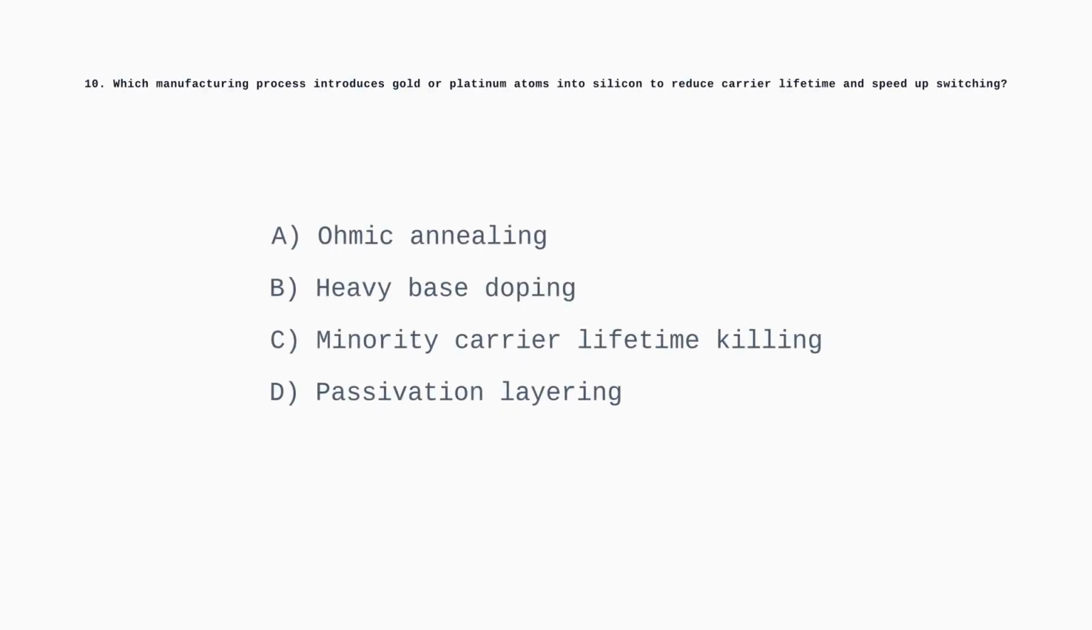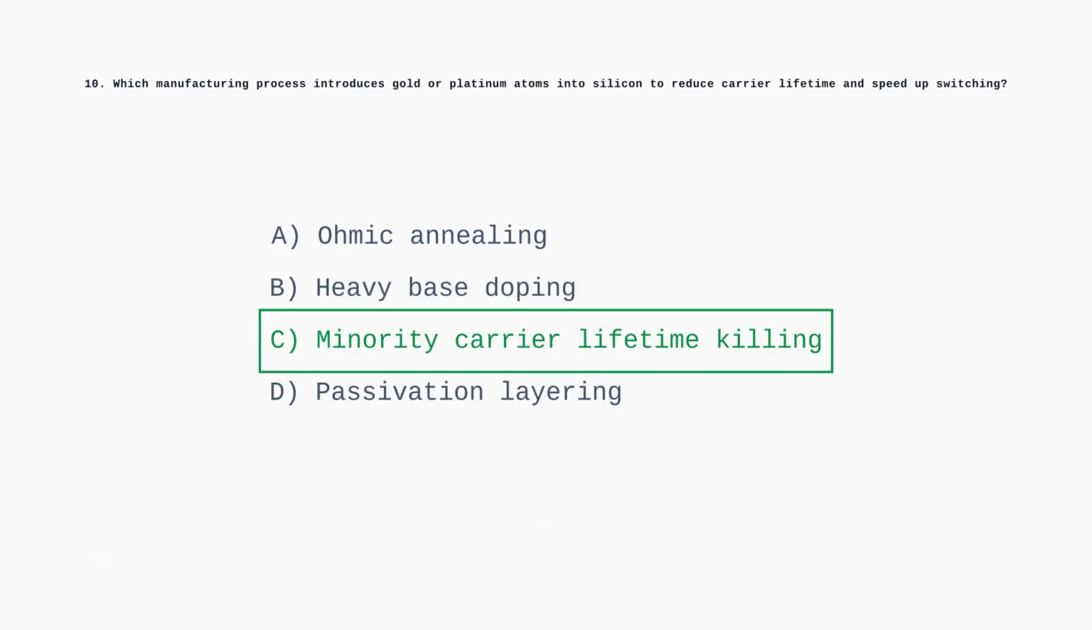side. Question 10. Which manufacturing process introduces gold or platinum atoms into silicon to reduce carrier lifetime and speed up switching? Introducing heavy metal impurities like gold acts as a lifetime killer, establishing deep-level traps that accelerate recombination and speed up switching times.